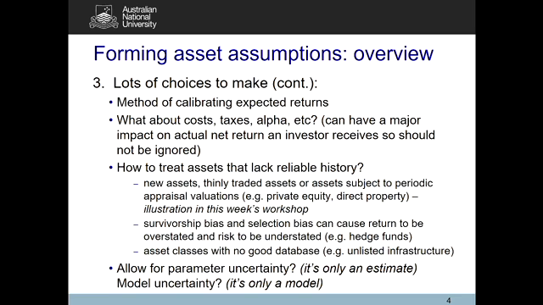Let's start with survivorship bias. We now have some decent databases for hedge funds. They're not great, but they're decent enough. But let's say that they didn't exist. And let's say that you wanted to create the first hedge fund database. So what would you do?